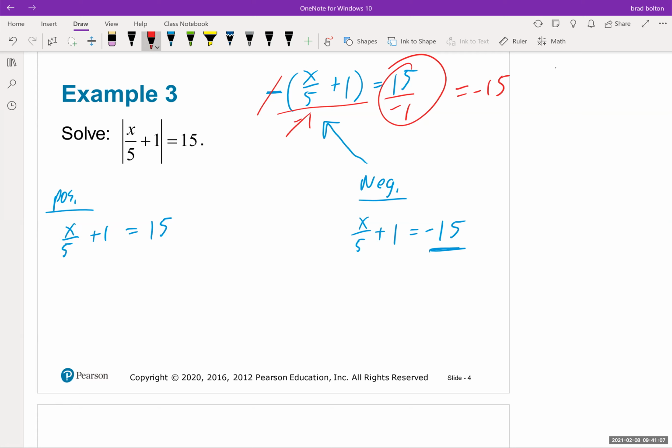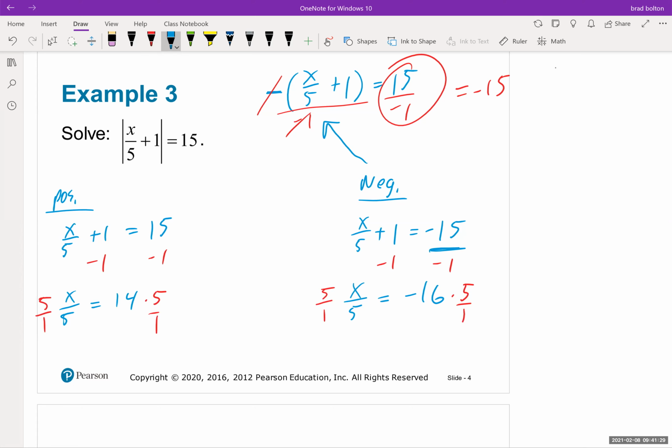So let's solve this guy. Subtracting 1 from each side, this will be x over 5 equals 14, and this one will be x over 5 equals -16. Now we get rid of the 5 in the denominator by multiplying both sides by 5 over 1.